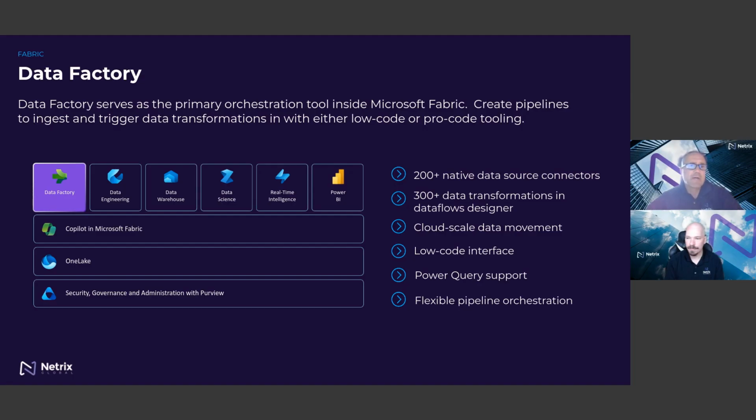Data Factory allows you to create these pipelines and schedule them to run on certain triggers. So that might be new data showing up in a specific storage location, or it could be on a specific time schedule, like 4 a.m. every day. We kick off this ETL pipeline, and it's going to orchestrate and run all of the data ingestion and transformations we need to execute in that particular day.